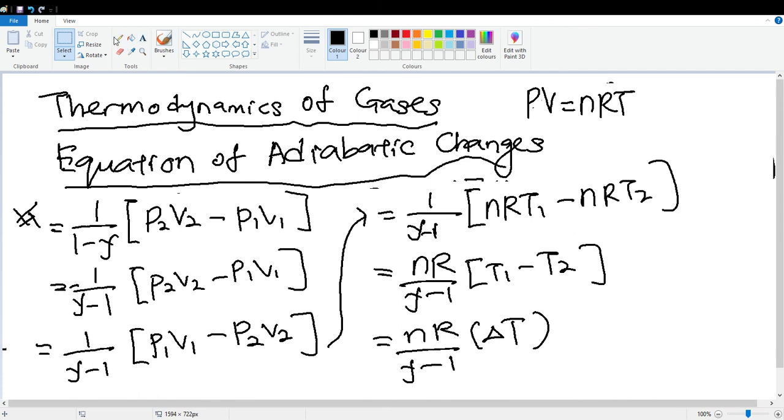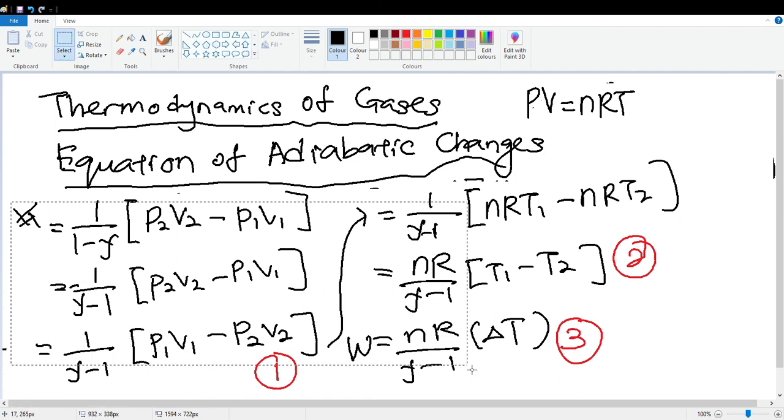As a conclusion, we have three equations that are applicable. Number one is this one, and for number two, we have this one. As for number three, this will be our final equation. So these three equations are the most important, and they are the only equations applicable for the work done of adiabatic expansion.